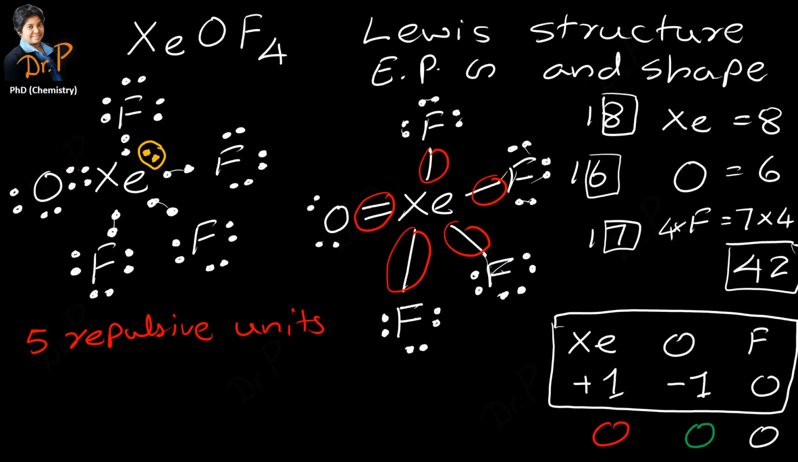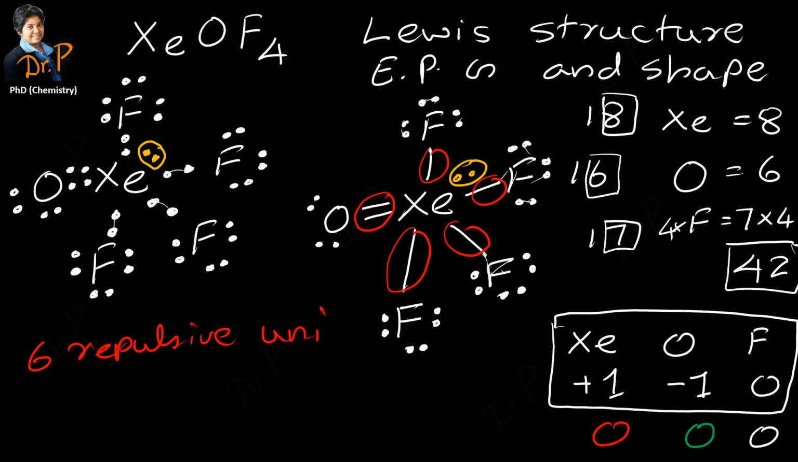Oops, I made a mistake. I forgot to include the lone pair in here. So now we actually have 6 repulsive units. That's a good example of keeping tabs on what you're doing. When you're moving from one structure to the other, you might end up losing electrons because you're making errors like I did. When you have 6 repulsive units, your electron pair geometry is octahedral.